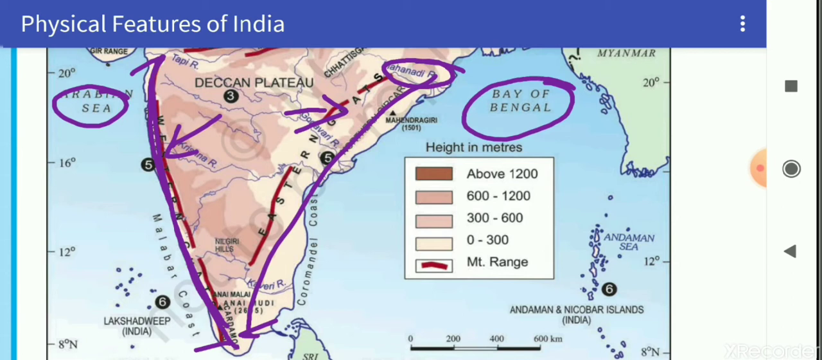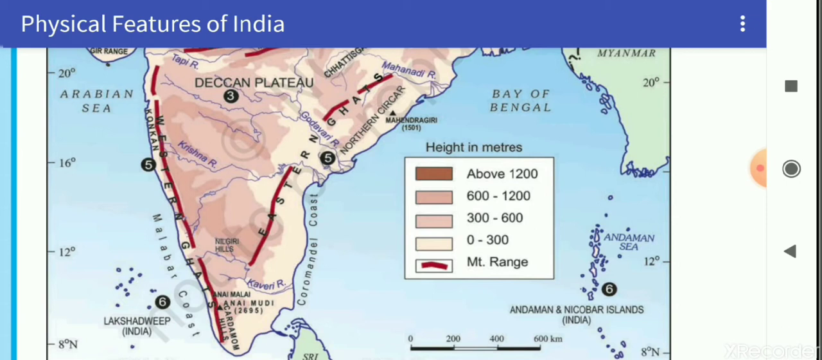Now the third point is division. You should know that the Western Coastal Plain has three subdivisions. Let us see what those are. This is the first one, this is the second one, and this is the third one. The first one is the Konkan coast, and it lies between Gulf of Cambay and Goa. The second one is the Kannad coast, between Goa and Cochin, and the third one is the Malabar coast, from Cochin to Kanyakumari.